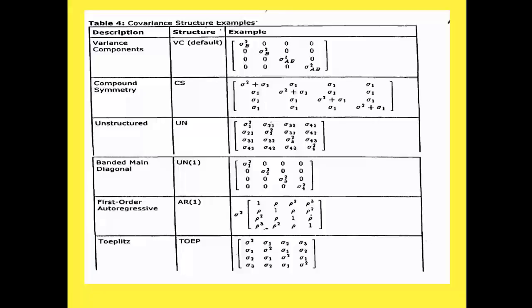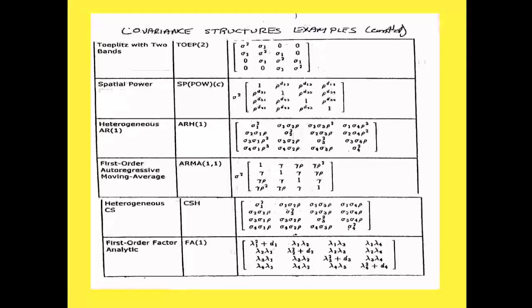In fact, I'm going to show you one other one. Toeplitz with two bands. You see where it says Toeplitz with 2 bands. Okay. Now look at this. This Toeplitz with 2 bands says it allows for the variances. The variances are the same, right?